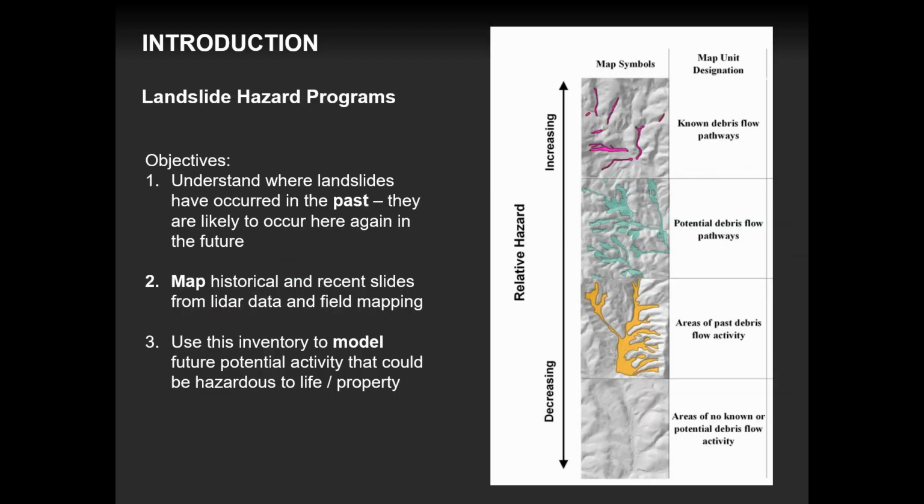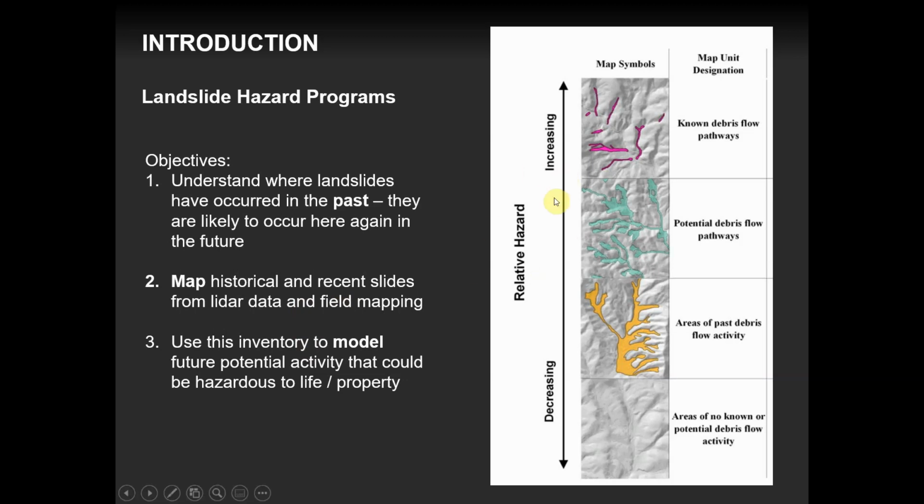So in North Carolina, what we hope to achieve with our landslide program is primarily to understand where they've happened in the past. That's likely where they're going to happen again. So to do that, we map the historical and recent slide activity and debris flow, and I apologize, but landslide is a kind of catch-all term. And we do some field mapping to confirm these finds from the LiDAR data, and then we use all that to develop this inventory that can help us model future potential activity that can be hazardous to life or property.